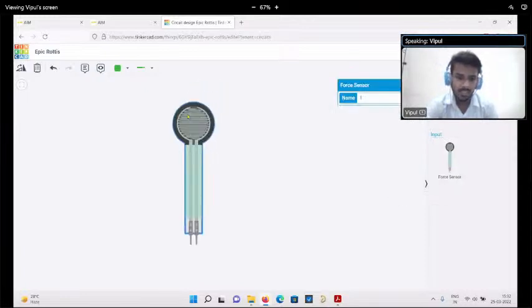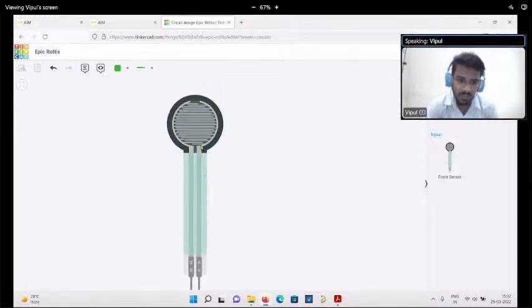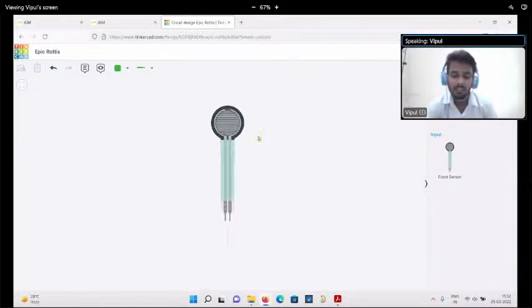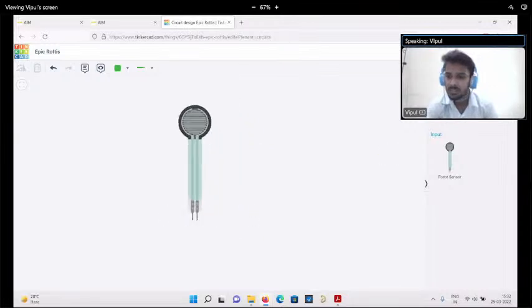Okay, this will look like this. It has some conductive material placed on this, and below that there will be one resistive material. So whenever we are pressing this sensor with some force, the resistance across this material will vary, and we are able to see that difference. So how can we see? We can take a multimeter.